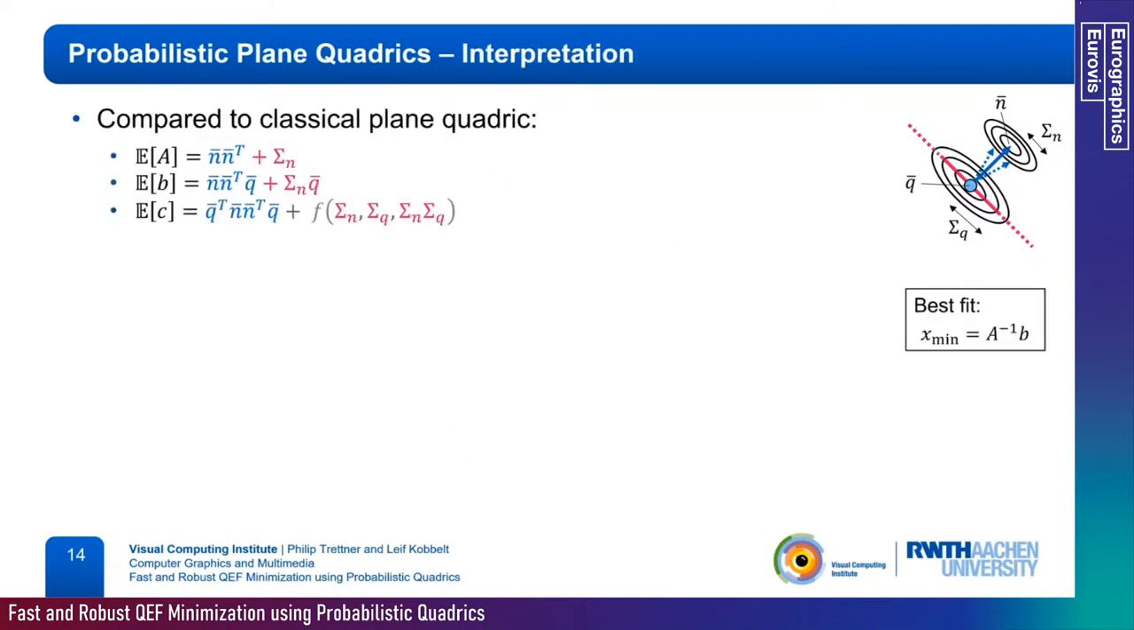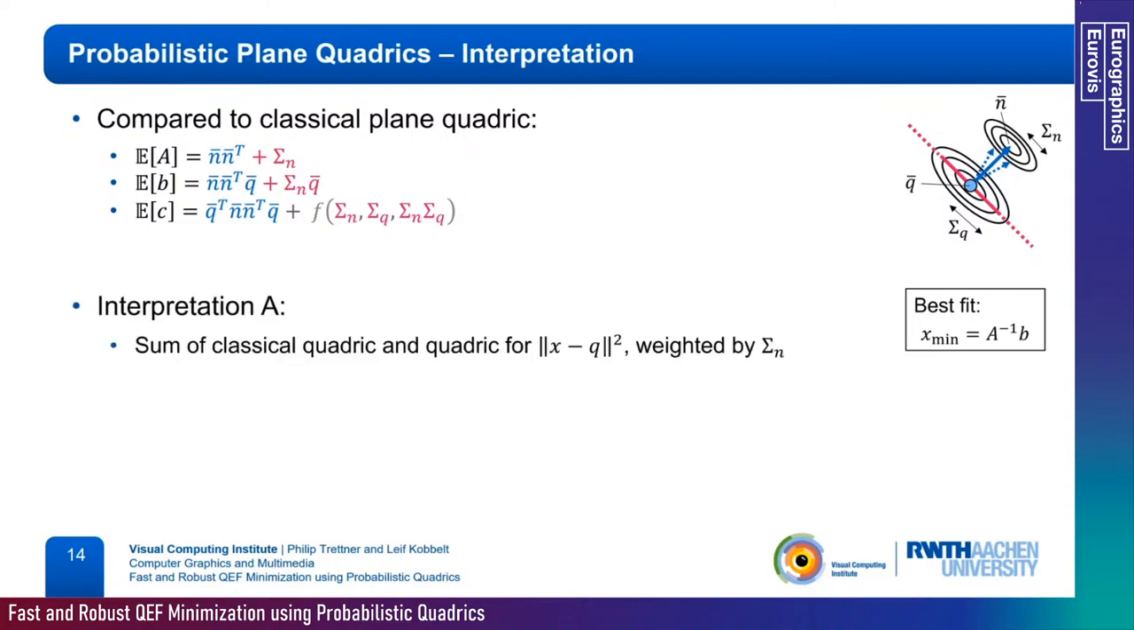Let's take another look at the structure of our probabilistic quadrics. We have this classical part and we have the probabilistic part, and whenever the input is getting less uncertain, which means the covariances go to zero, we end up recovering the classical parts. There are also two interpretations of this probabilistic plane quadric that I find quite insightful. The first one is that we can view the probabilistic plane quadric as the sum of the classical quadric and the point quadric, which is the quadratic distance between x and q, weighted by the covariance.